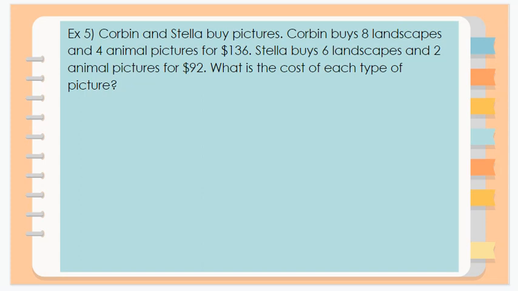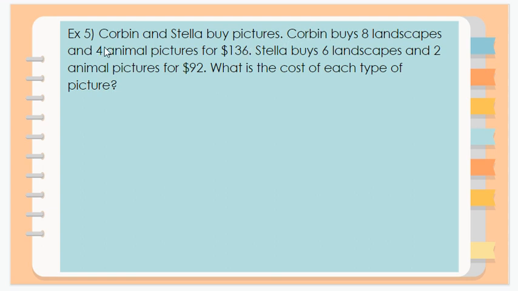Example 5. Corbin and Stella buy pictures. Corbin buys 8 landscape and 4 animal pictures for $136. Stella buys 6 landscape and 2 animal pictures for $92. What is the cost of each type of picture?